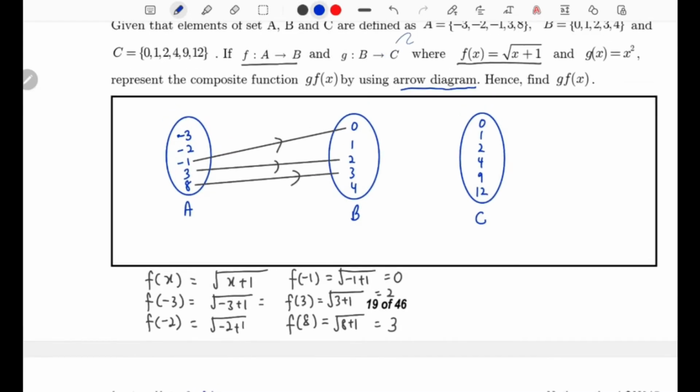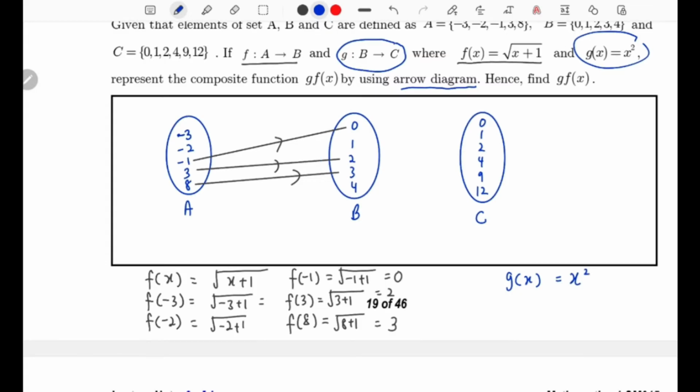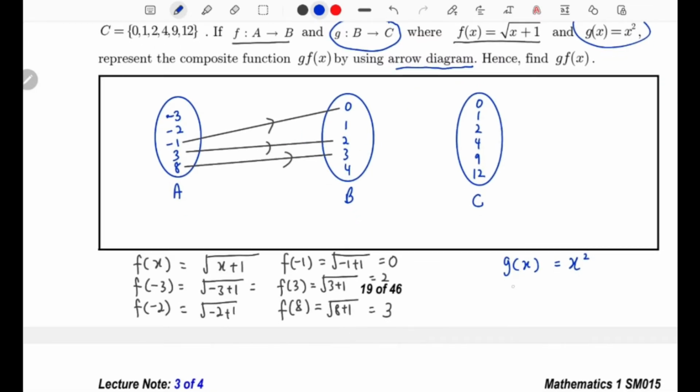Next, g is B to C, where g(x) is equal to x squared. I'm going to do the same thing. I'm going to substitute g(0). So I have 0 squared, which is 0. So 0 is mapped to 0. And then g(2), 2 squared, which is 4. So 2 is mapped to 4.